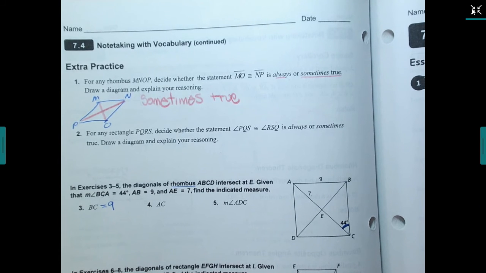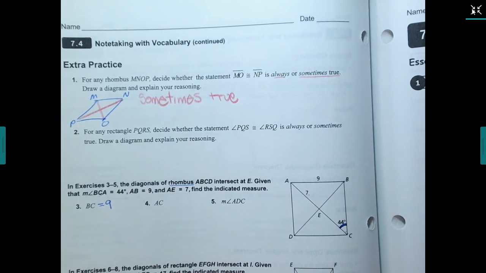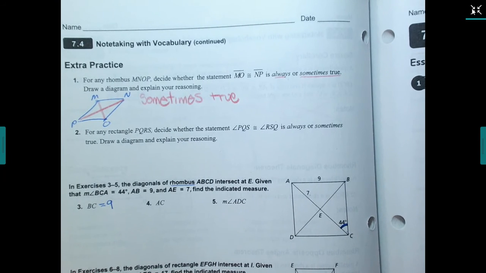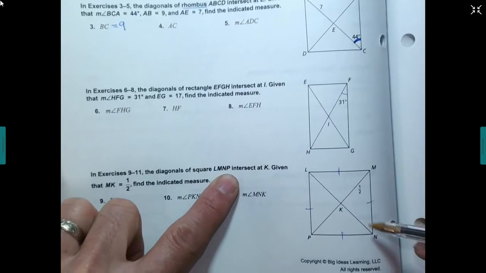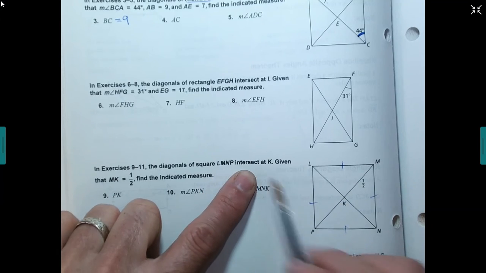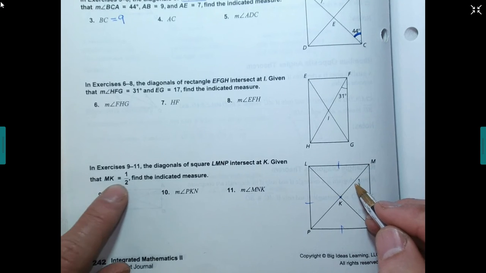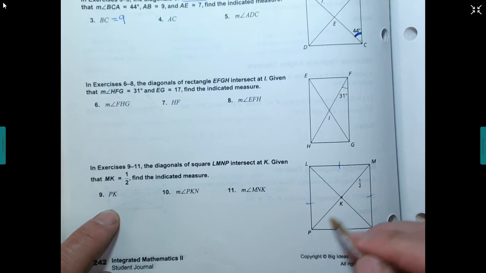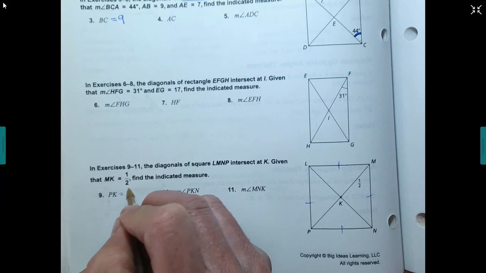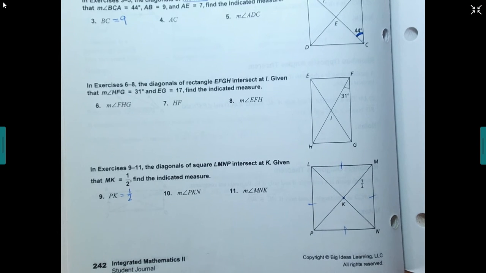Let's do it here. The diagonals of the square LMNP. So this is a square. So we know that this equals this equals this equals this. They intersect at K. Given MK equals 1/2, find the indicated measure PK. Well, PK would also equal 1/2. The diagonals of a square bisect each other. So that would be 1/2.